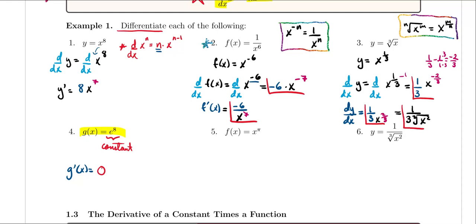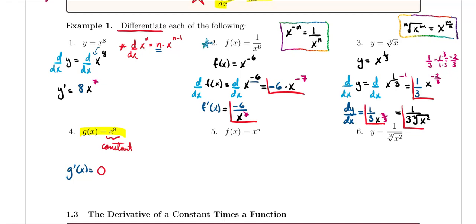Okay, so let's take a look at one more problem here, where we have the function f of x equals x to the pi. Now, is this one a constant? No, we have x raised to the pi power. Well, if we go ahead and apply the power rule, then we're going to get, and for this one, guys, I'm not going to write the d/dx of f. I'm just going to go straight to the derivative notation here.